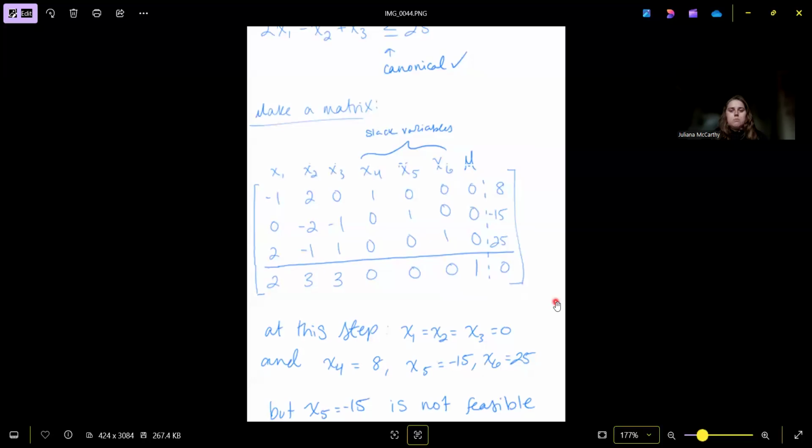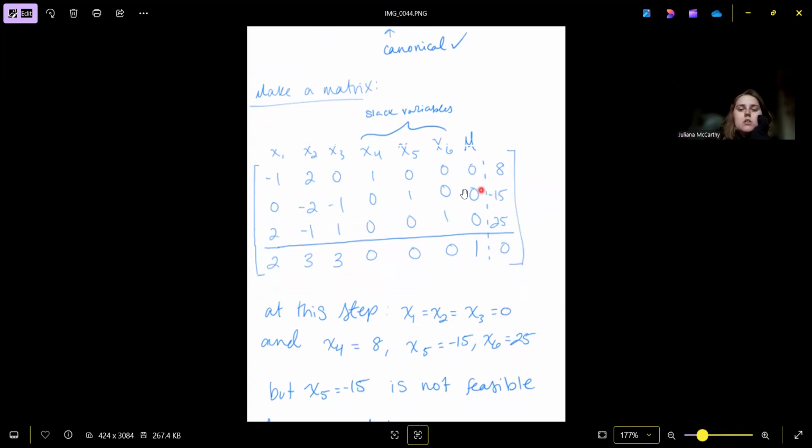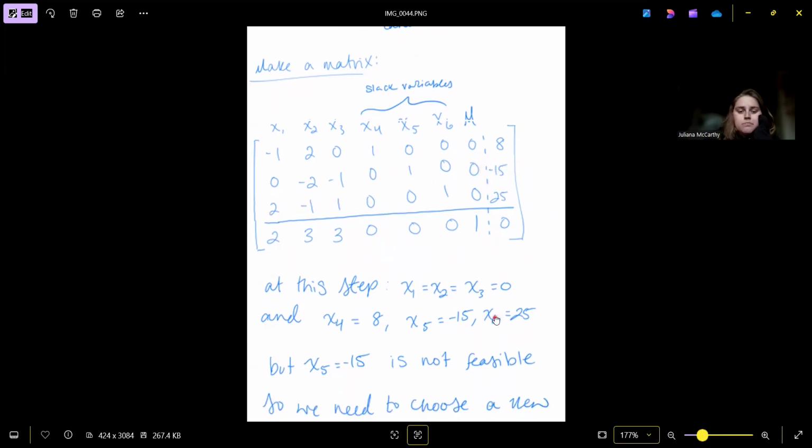And at this step, we have these 3 pivots here. x4, x5, and x6 are our pivots right now, with x1, x2, and x3 being held equal to 0. And so we have x4 is equal to 8, x5 is equal to negative 15, and x6 is equal to 25, so that m equals 0. But x5 equals negative 15 is not feasible. We don't like this negative 15 right here.